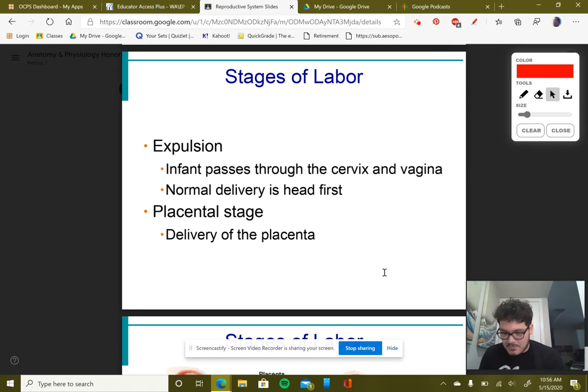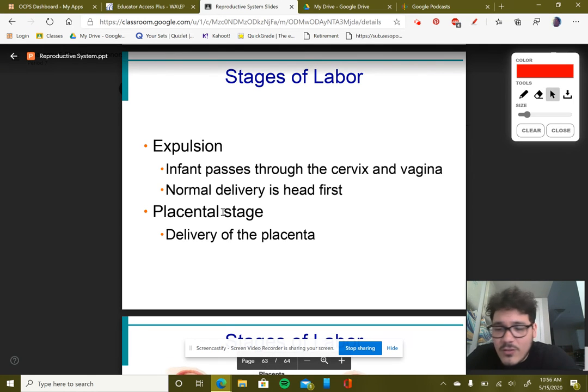So they give the mother medication. They slice into the abdomen region, open up the uterus, and they take the baby out that way. And that can severely reduce the risk of any issues going on or any problems affecting either the baby or the mother for that matter.